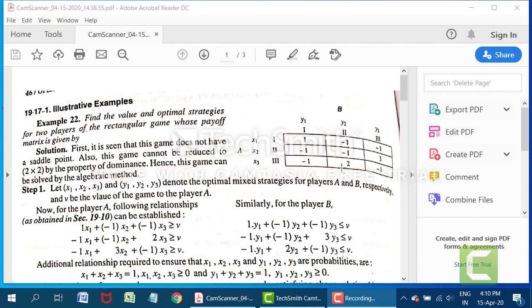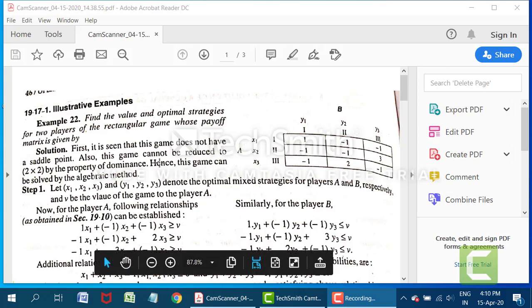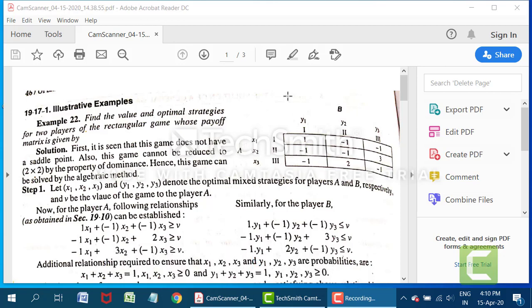So, if that is the case, let nu be the value of the game. The symbol nu is the value of the game. Value of the game is the net payoff to the player A after playing the game. That is called nu. So you need to find out x1, x2, x3, y1, y2, y3, and the value of nu, which is called the value of the game.